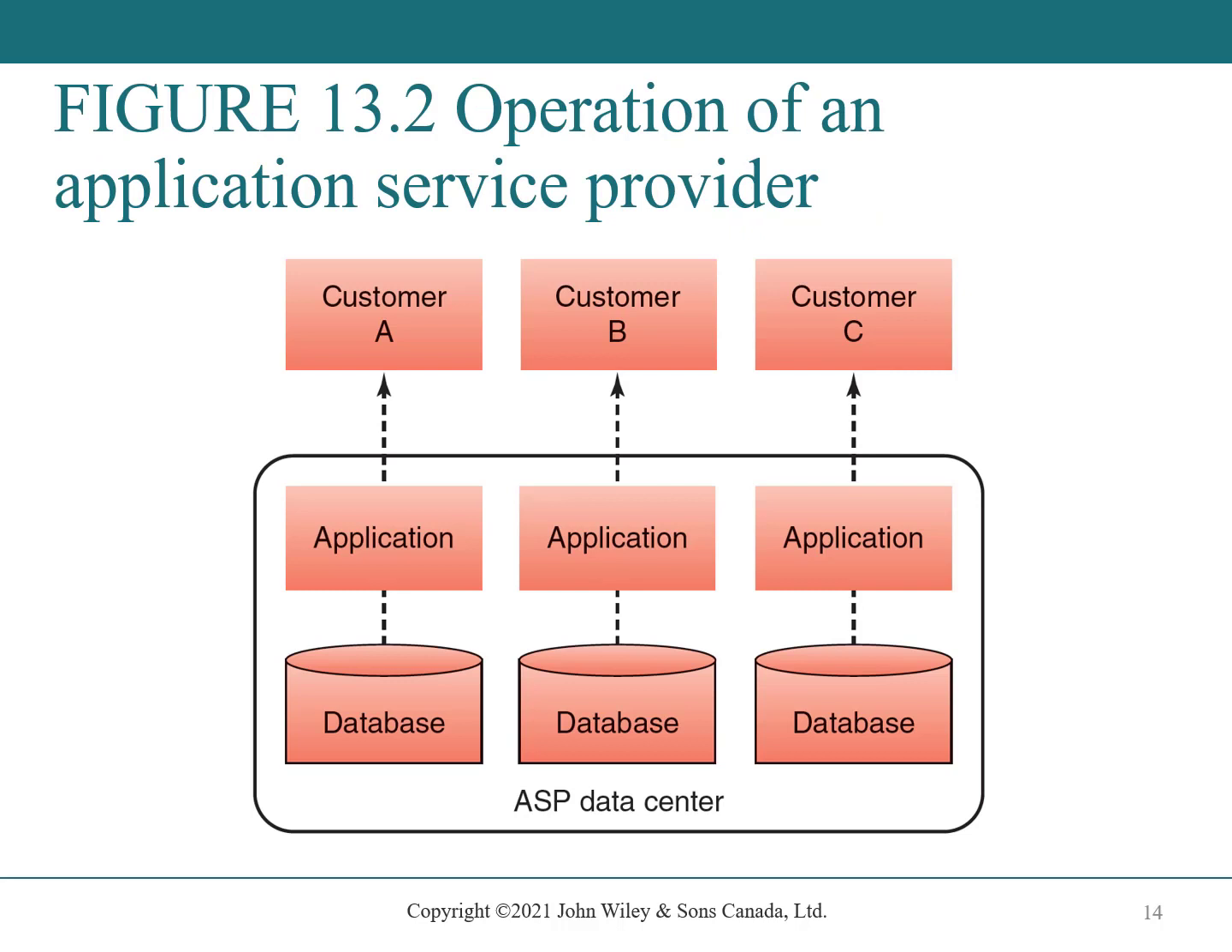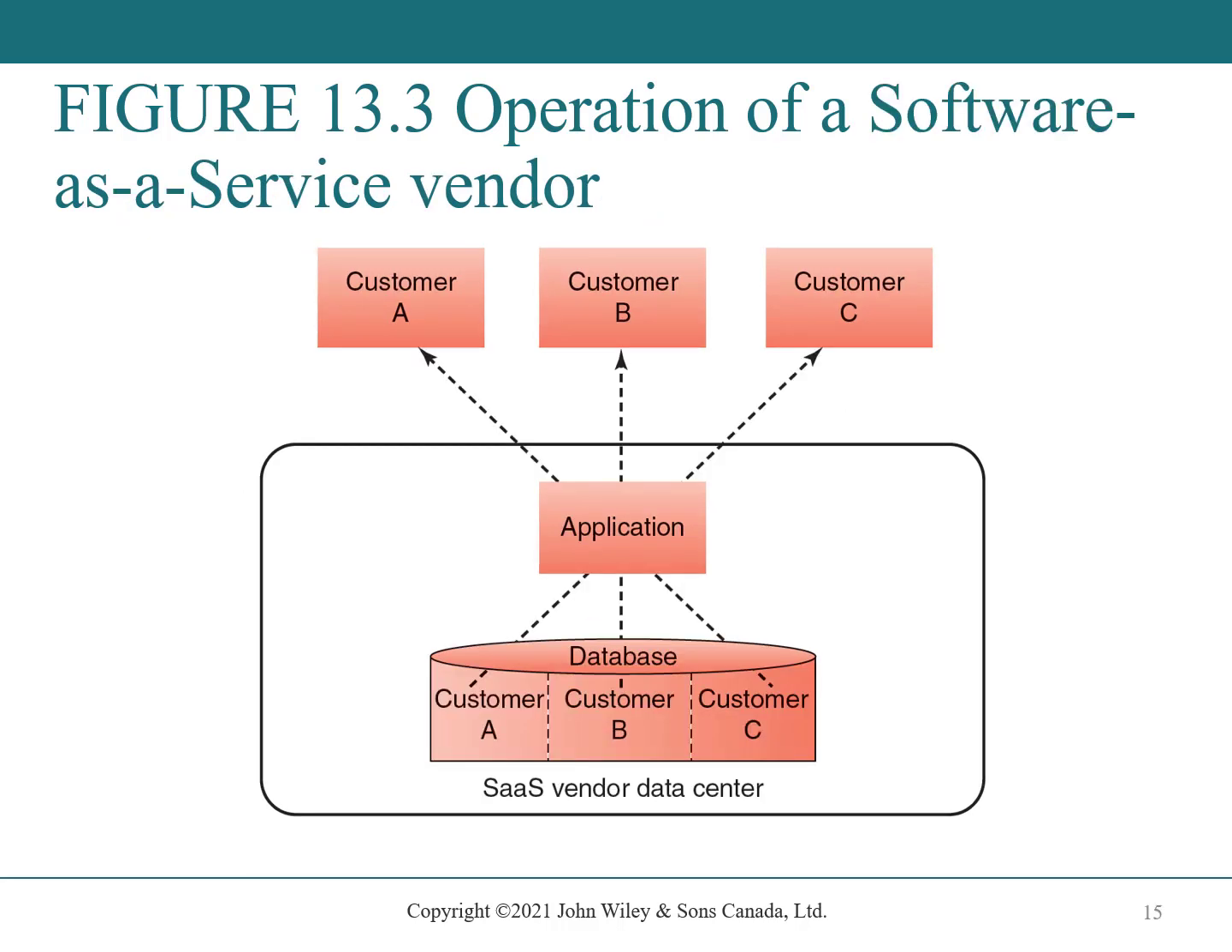Figure 13.2, operation of an application service provider. So you can see here that the application service provider has a data center. It has separate databases and separate applications for customer A, customer B, and customer C. Figure 13.3, operation of a software as a service vendor. We can see that the SaaS vendor data center has a single application with a single database that's segregated amongst customer A, B, and C, and customer A, B, and C all have access to the same application.